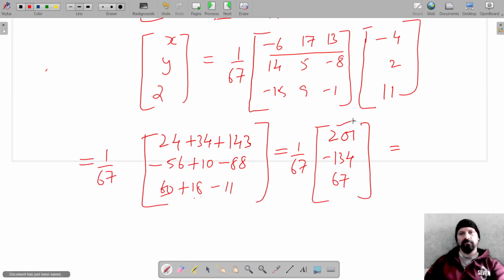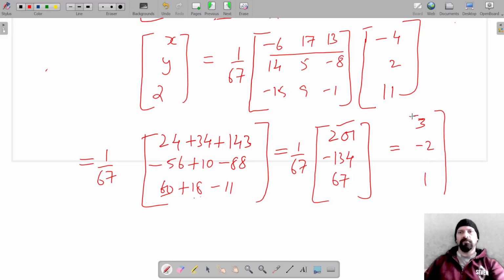So we have 201 and 67. Let's divide 201 by 67. So 67 into 3, this becomes 3. Next is 67 into 2. 67 into 2 is 134. So this is negative 2 and 1. So we have the values 3, negative 2, and 1.